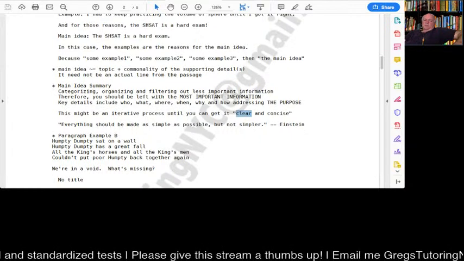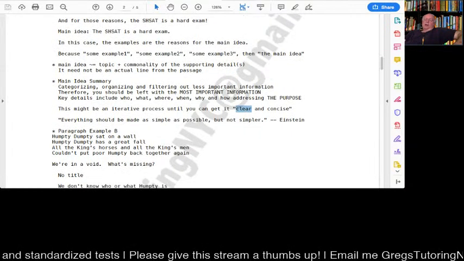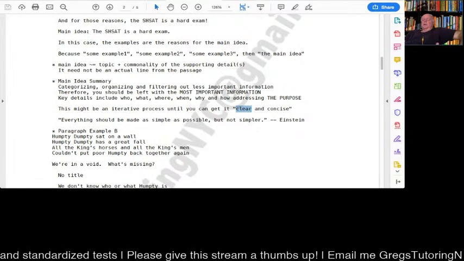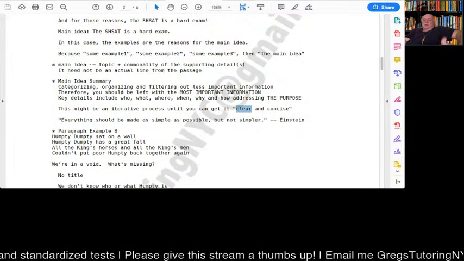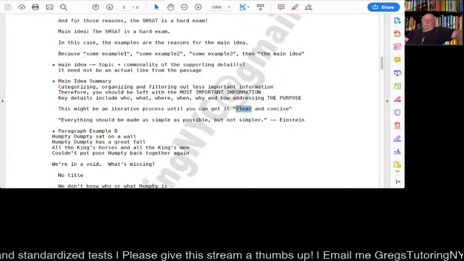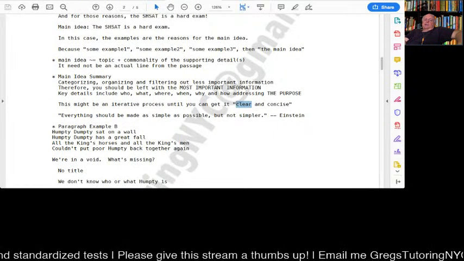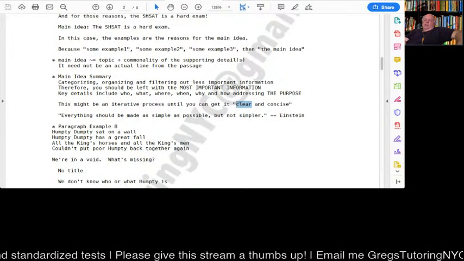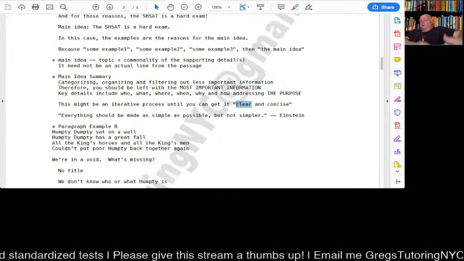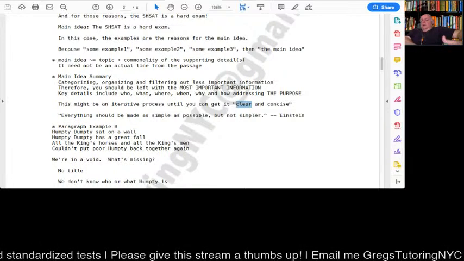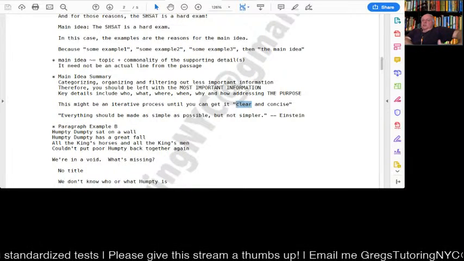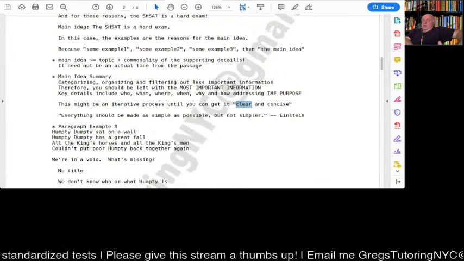The other thing that's missing is we don't know who or what Humpty is. A lot of you know who Humpty Dumpty is because you've probably heard this poem before as a nursery rhyme, right? But we're not supposed to be using outside external knowledge. And that's the danger that a lot of kids have also when they're reading a passage. You're mainly only supposed to be using what the author is providing to you.